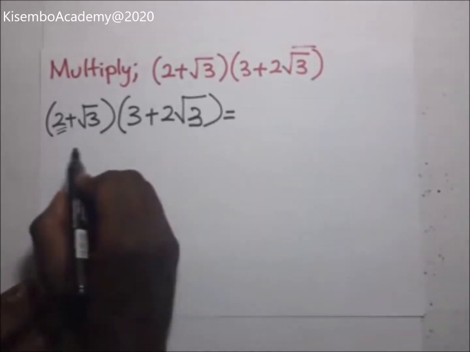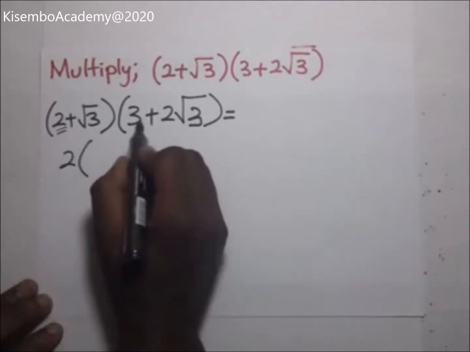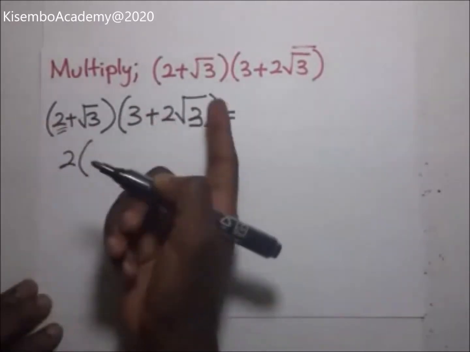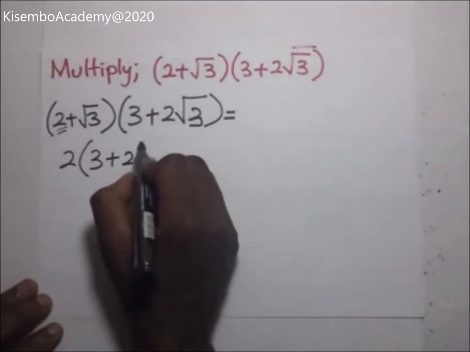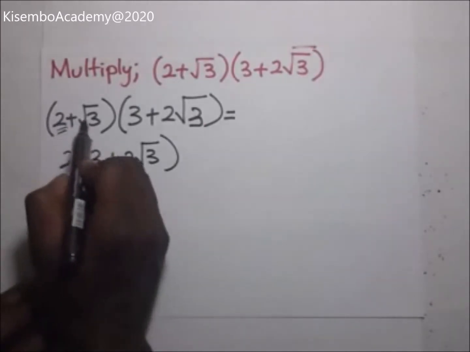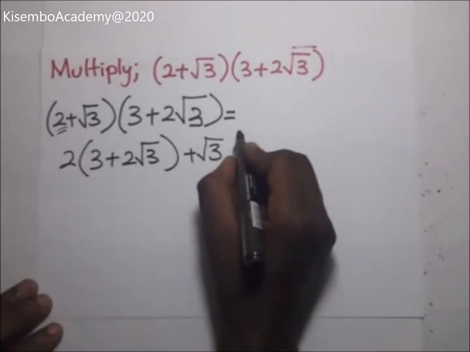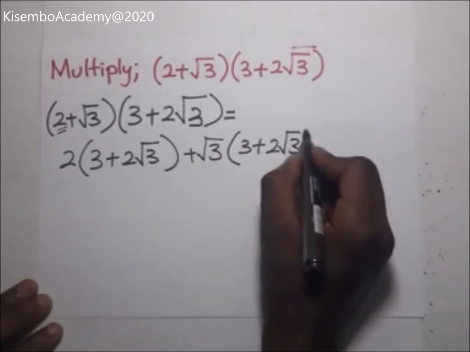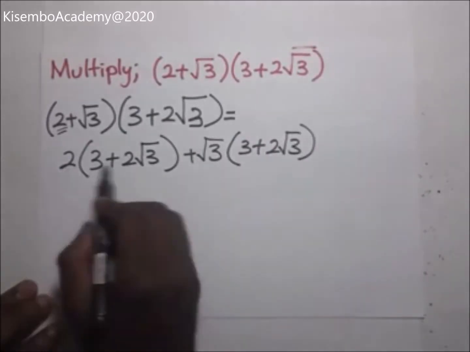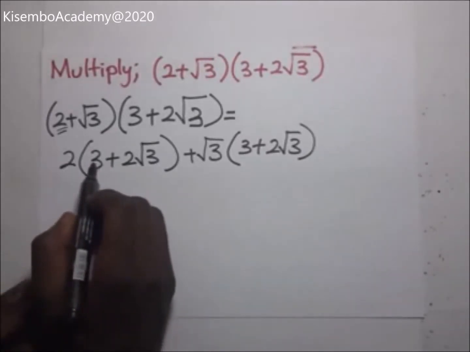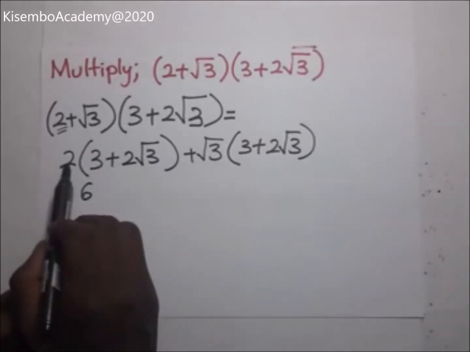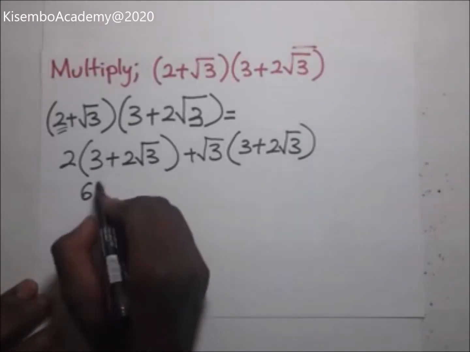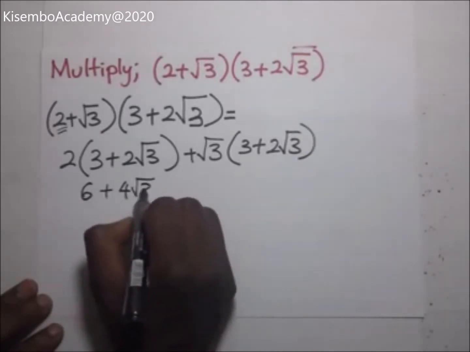So our next step here is going to be 2 times this whole bracket. We are opening brackets, so we are multiplying this bracket by that bracket. So it's 2 times that bracket, which is 3, plus 2 times the square root of 3, then plus root 3 into that whole bracket, which is 3 plus 2 root 3. So we go ahead and open brackets here. 2 times 3 is going to be 6. Then now 2 times 2 is going to give us 4 root 3. So it's going to be plus 4 root 3.